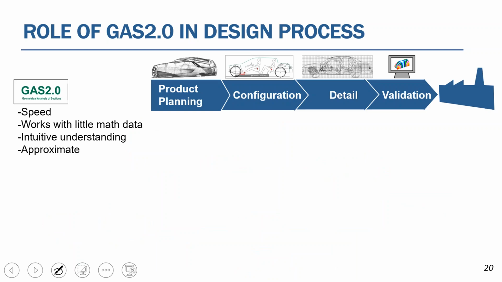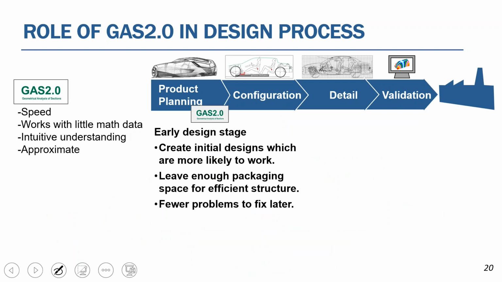So here's how we see GAS's role in the design process. Across the top, we're going from product planning all the way through to validation and manufacture. So we see the primary role of GAS as being in the early design stage, where we can ensure that we create initial designs that are more likely to work. We can ensure that we're leaving enough packaging space for efficient structure to be defined later on in the process. And then hopefully this will result in fewer problems to fix later.